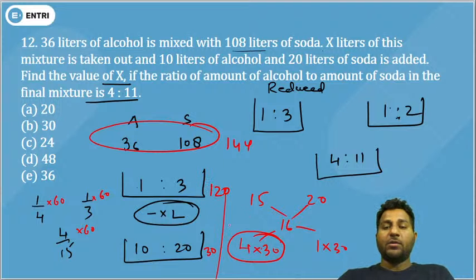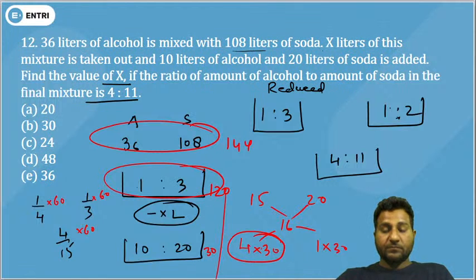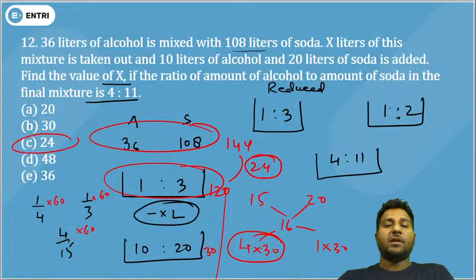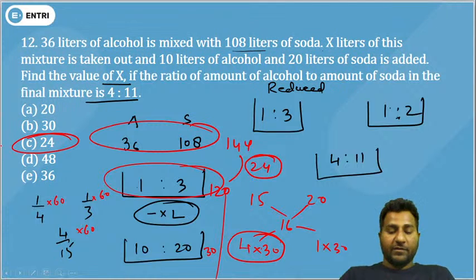So we figured out the quantity after taking out X liter, and they are asking to find the value of X. X liter of this mixture has been taken out. That means only 24 liter has been taken out. Clear answer, clear difference. Very good. Yes, absolutely spot on. Just use your mind and use the method which I'm telling you.